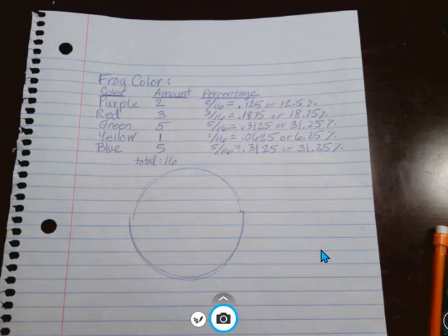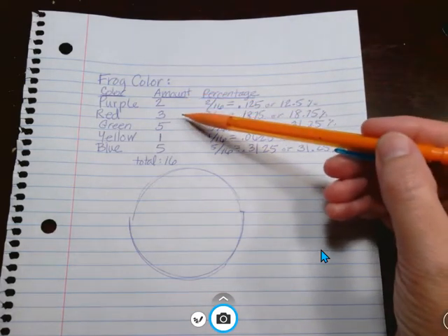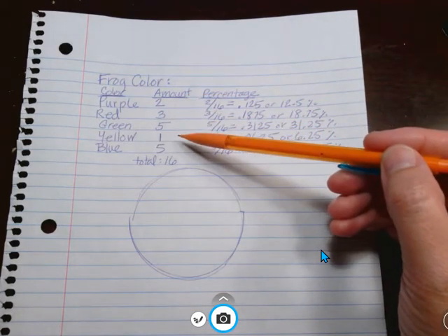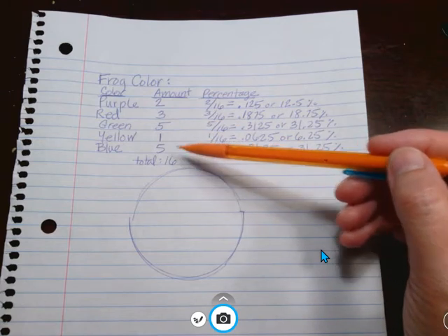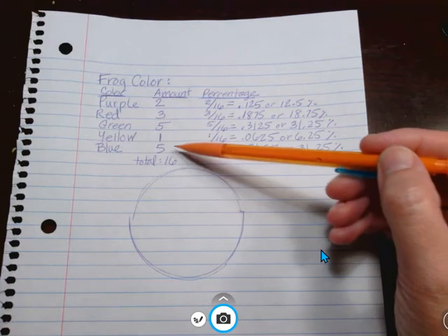All right, PropStat students, in this video I am going to show you how to make a pie chart by hand. In this situation, I surveyed my students and asked them what color their frogs were, and these were the answers I got. 2 had purple, 3 had red, 5 had green, 1 had yellow, and 5 had blue. Altogether, that means there were 16 frogs.